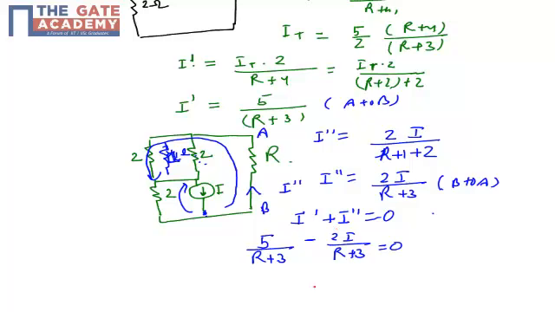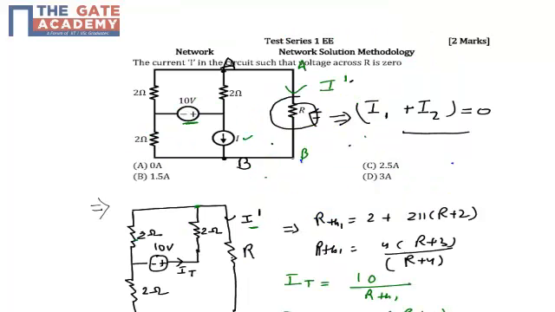So if I cancel the R plus 3, I can simplify this equation as 2I equals 5, which comes out as I equals 2.5 ampere. This means that if my current source I has a value of 2.5 ampere, then in the branch of resistance R we effectively have no current. So my correct option is option C.